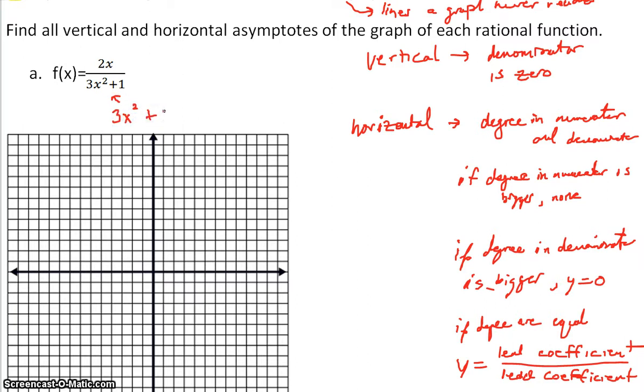denominator equals 0. So we got to ask ourselves, where does that equal 0? Well, using this, I'm going to solve for this. I'm going to get this equal to 1. So I get something that looks like this. Divide by 3. I get x squared equals a negative 1/3.